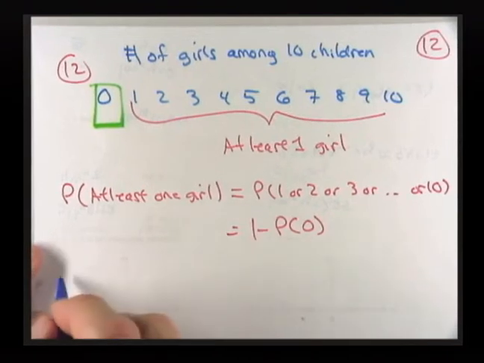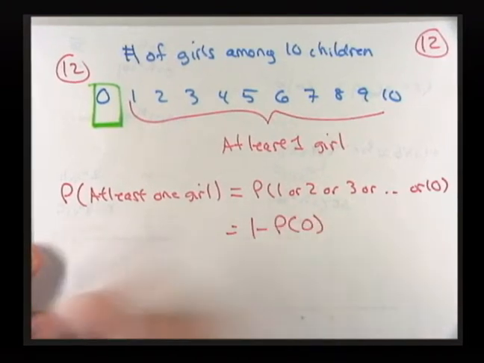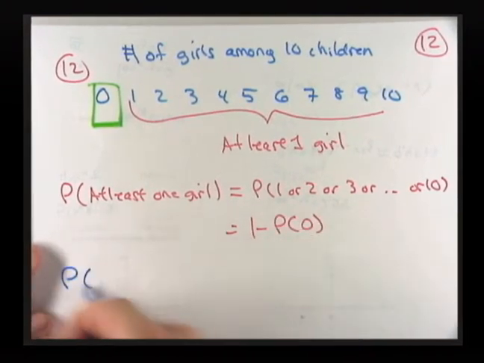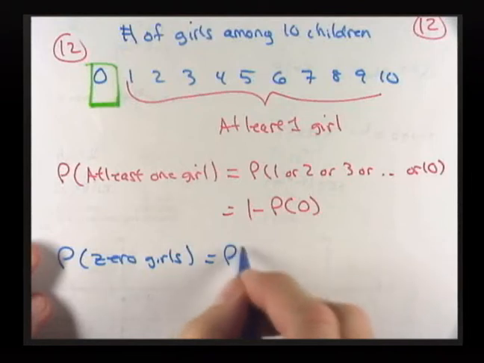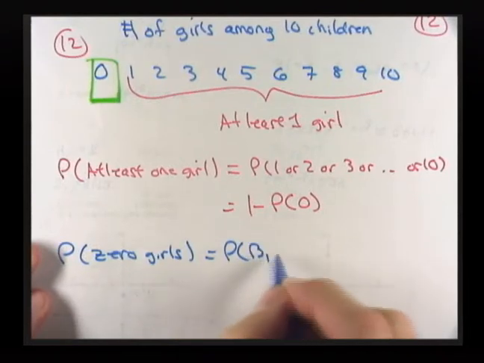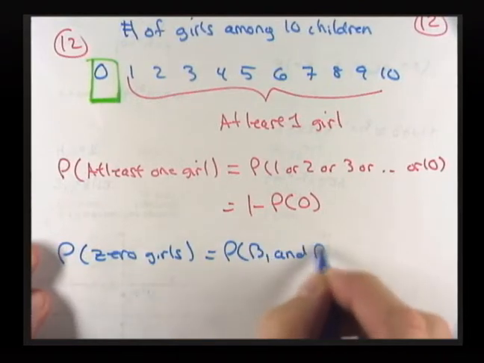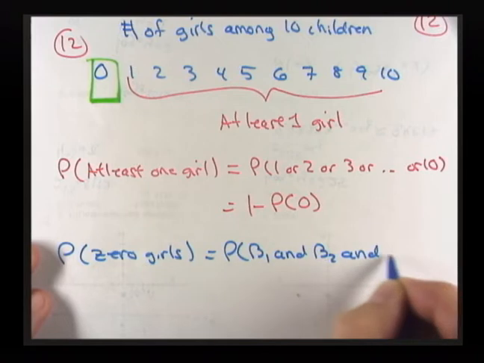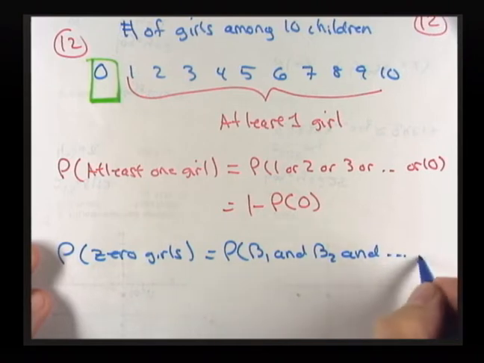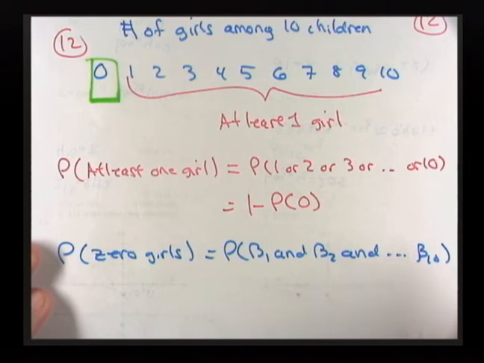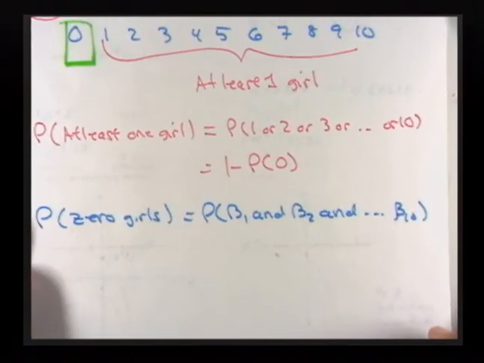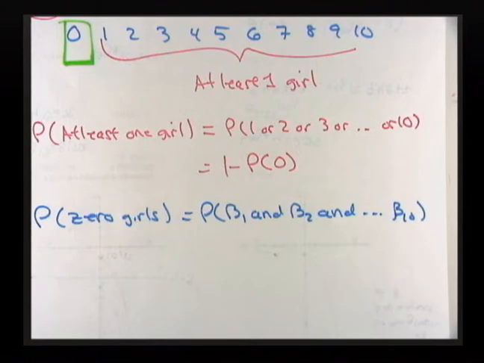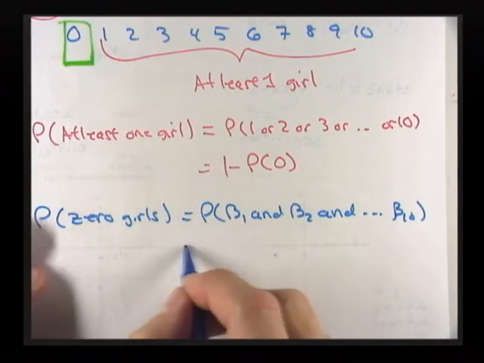Well, let's step aside for a second and try and calculate what that means. Probability of 0 girls really means they're all boys, right? So we get a boy on the first one, and a boy on the second one, and so on, all the way down to boy on number 10. So we need to focus on this calculation.